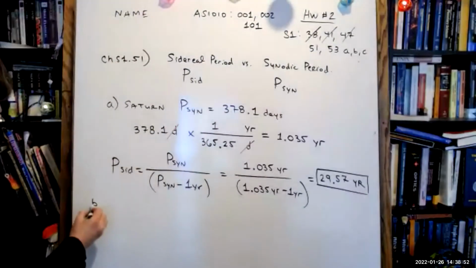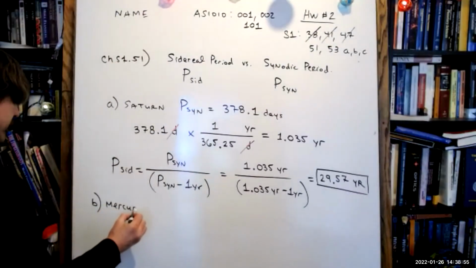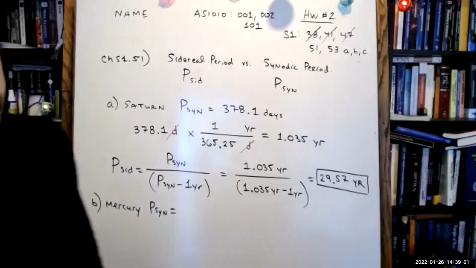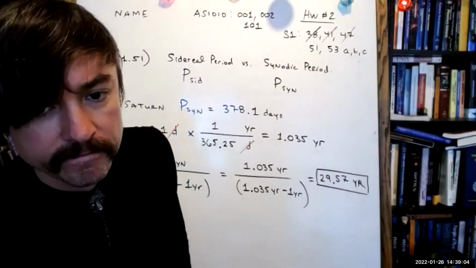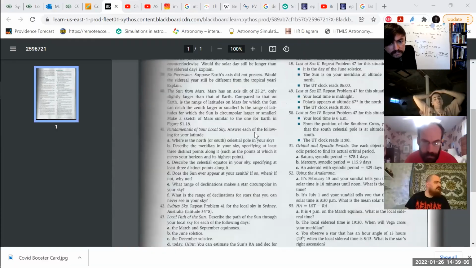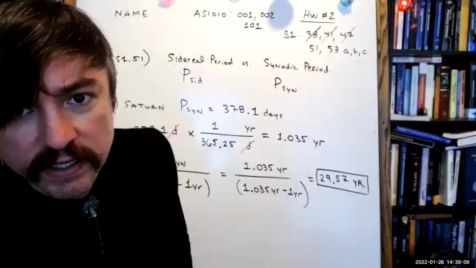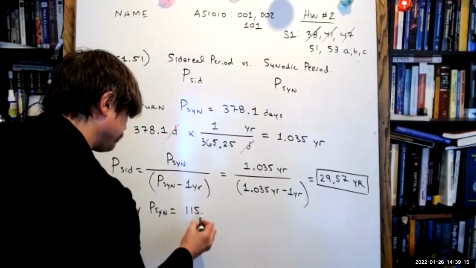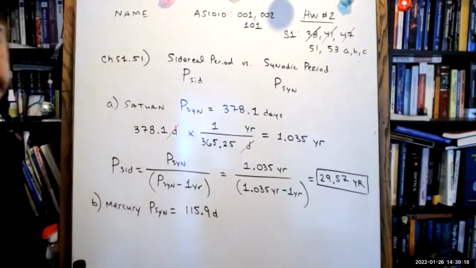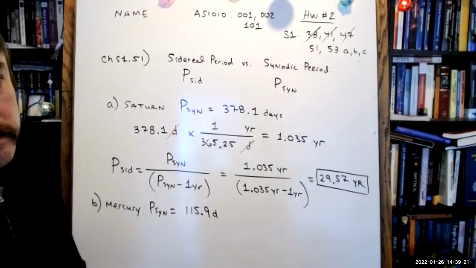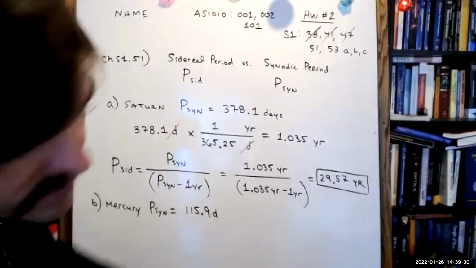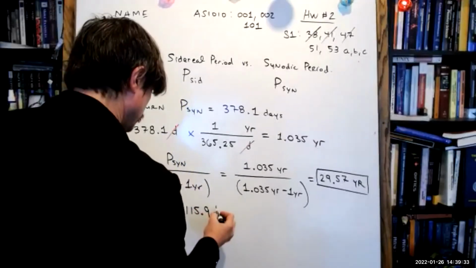Now let's do Mercury. Synodic period of Mercury, 115.9 days. Daniel, show us how we do that dimensional analysis. Okay, so first we write out the number 115.9 with its units, days. Days. Yes, I was going to say that.